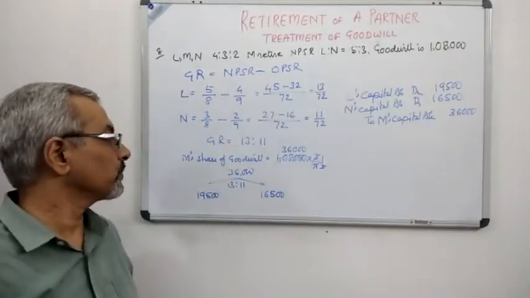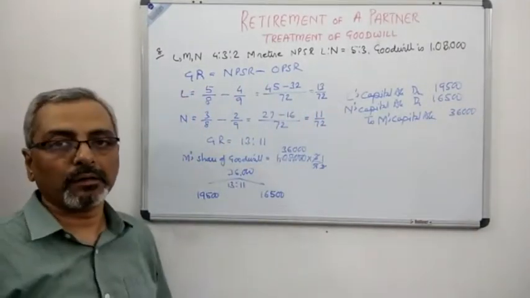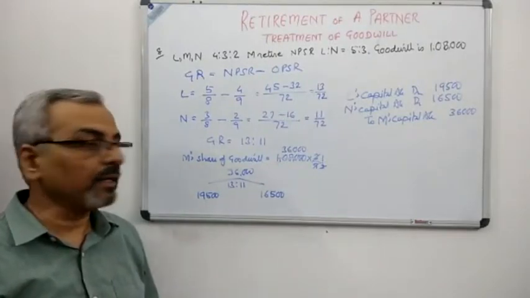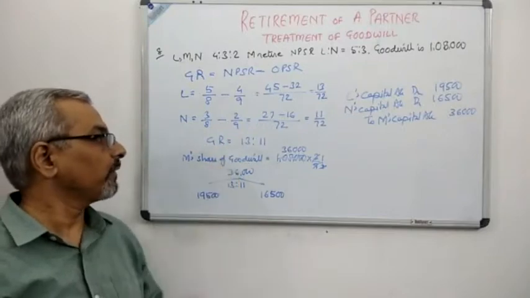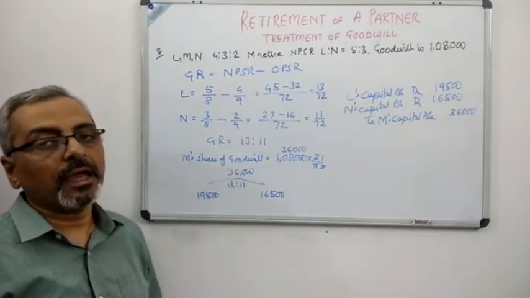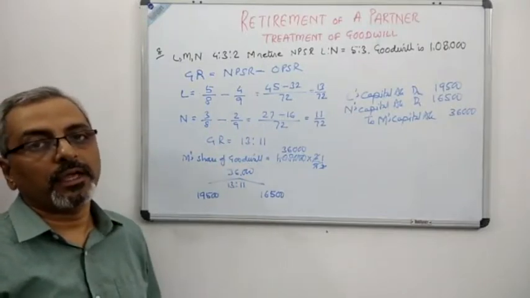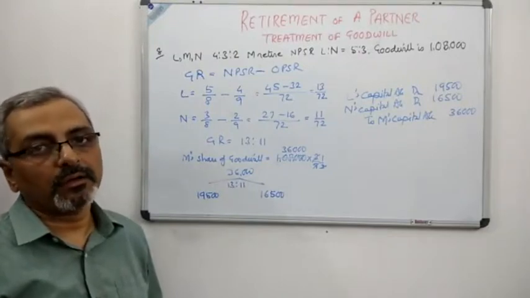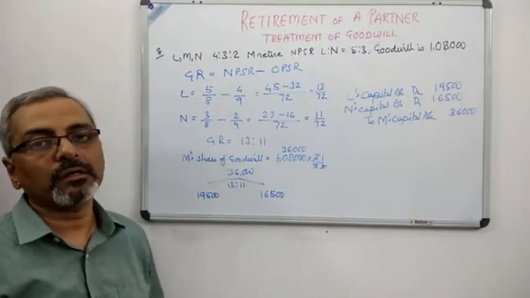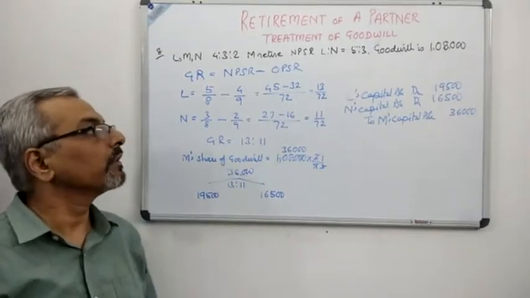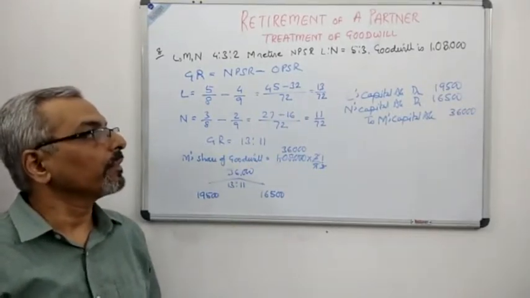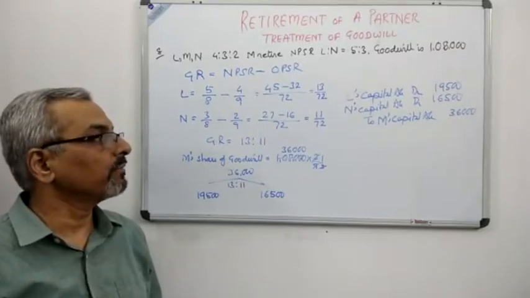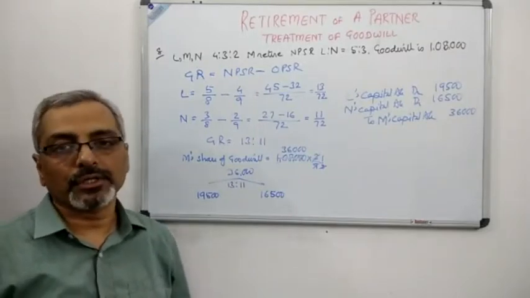Why have we done it? Because 36,000 was the share of the retiring partner, and the two other partners who are continuing have gained, and the gaining ratio which we have calculated is 13:11. In the journal entry, the gaining partner's account is debited and the retiring partner is credited. So this is the journal entry: L's capital account debit 19,500, N's capital account debit 16,500, to M's capital 36,000.